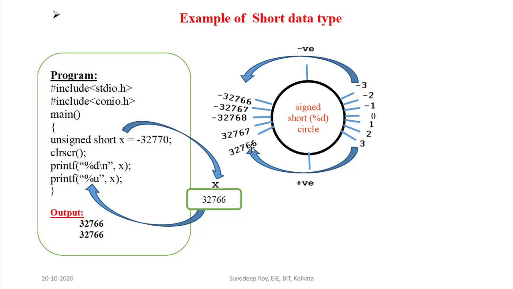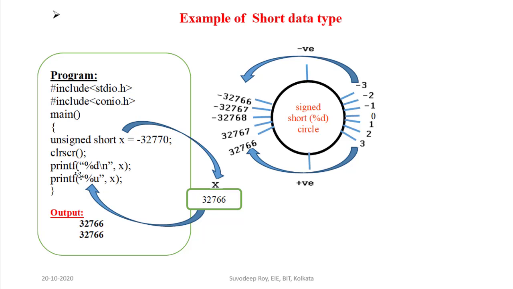As manually it is very difficult to find, we are taking help from the signed short circle, because the signed short circle and unsigned short circle have the same number of data. So 32,766 is the corresponding value of minus 32,770. So after execution of this, the value 32,766 will be stored into the memory location.